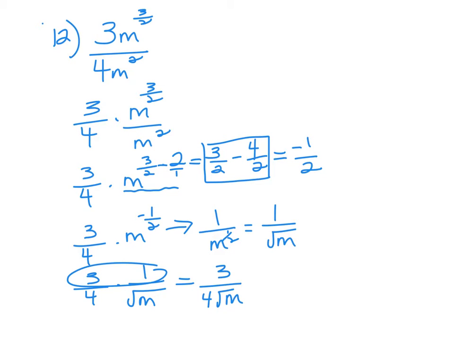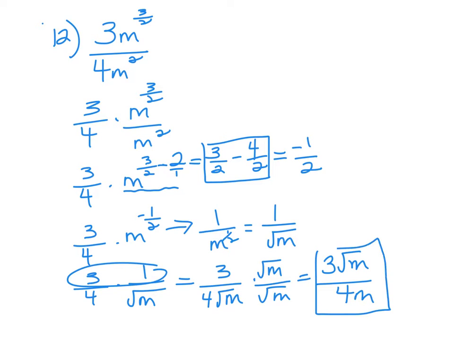Now I need to rationalize the denominator, and to rationalize the denominator I am going to multiply both the top and the bottom by the square root of m. So I get 3 square root of m for the top, and I get 4m as a simplification on the bottom. And this will be my final answer.